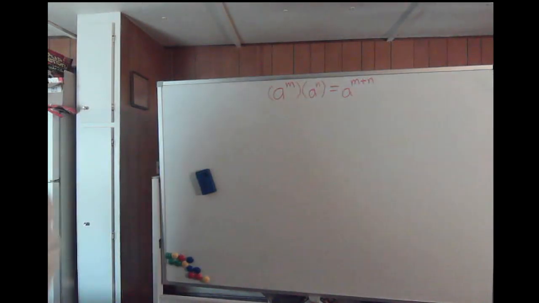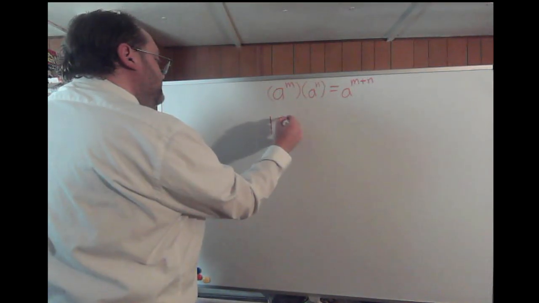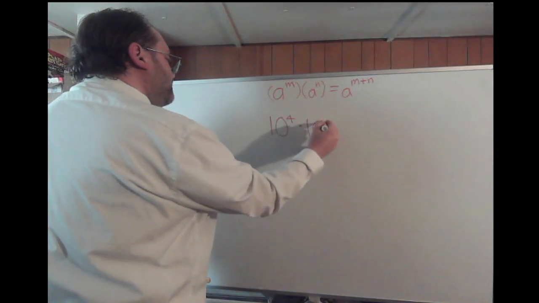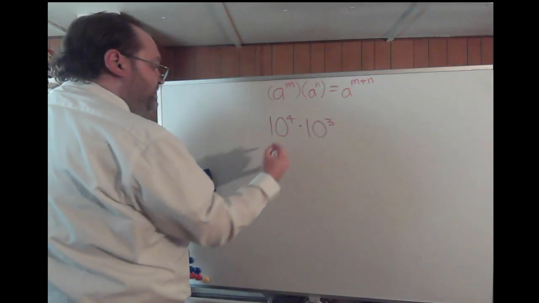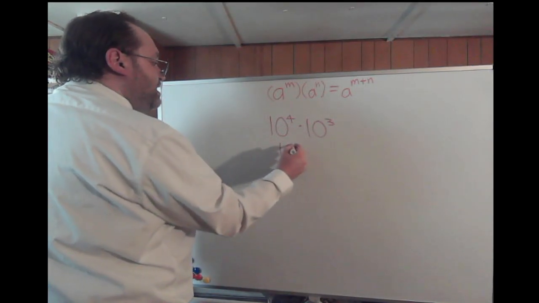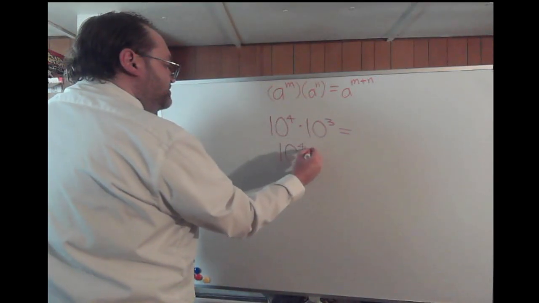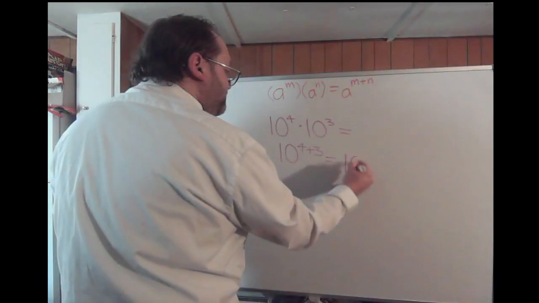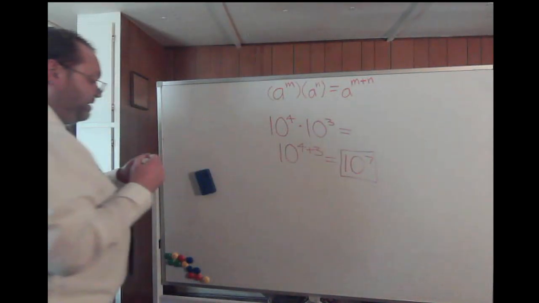Alright. Let's see, we have 10 to the 4th times 10 to the 3rd. Since they're the same base, we keep the base. Since we're multiplying, you're just going to add the two powers. You'll add 4 plus 3, which would mean 10 to the 7th power. So the answer to this one is going to be 10 to the 7th power.